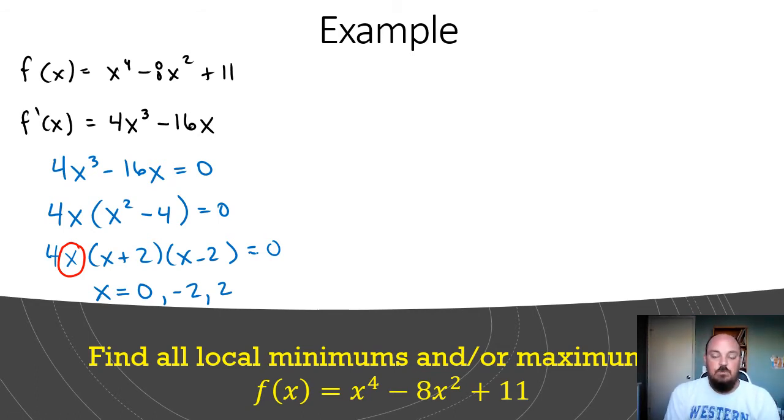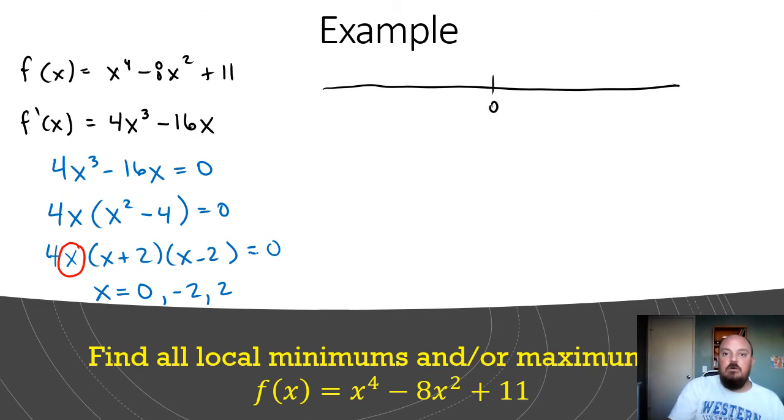So if this was from part one, we would be done. That's all I asked you guys to do for part one of this section, just find the critical values. What we're going to do for part two is we're going to use the critical values and decide whether each one is a local minimum or a local maximum or neither. And to do that, we're going to use the number line. So let me draw the number line now.